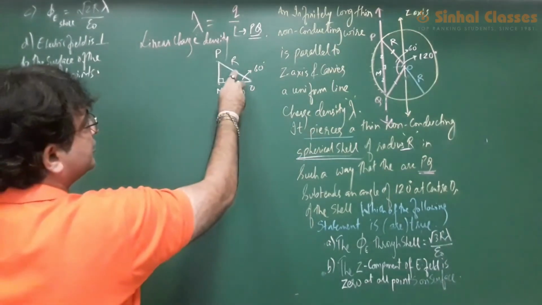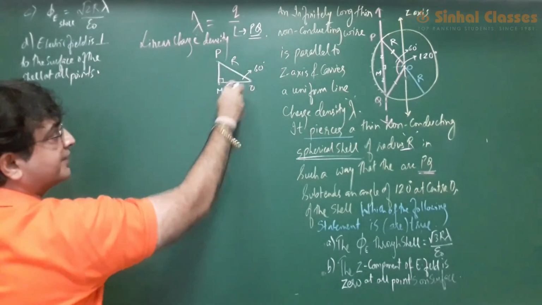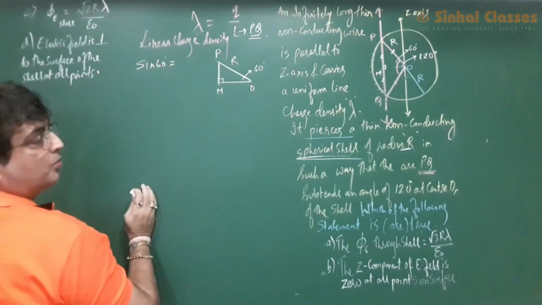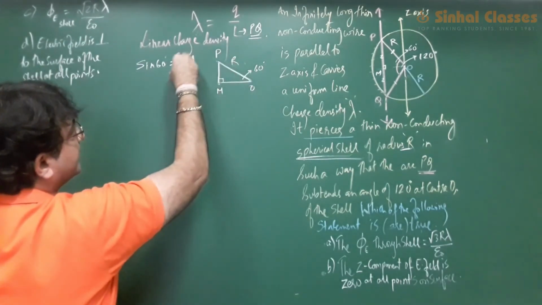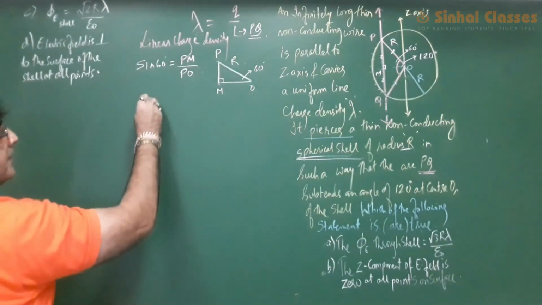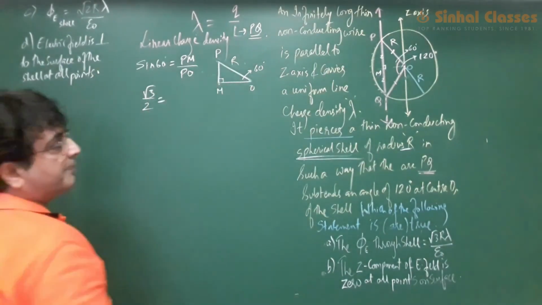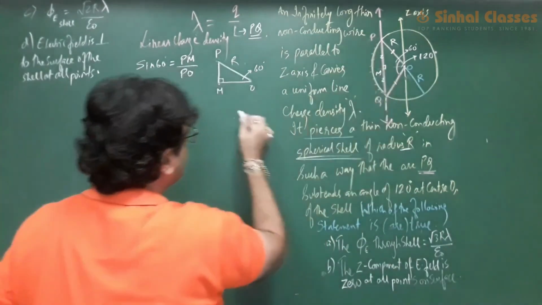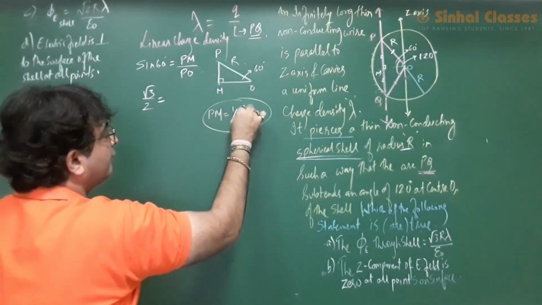Now if I consider the relation for sine of 60 degrees for this right angle triangle, what is sine of 60 degrees? It is opposite side upon hypotenuse, that is PM upon PO, students. What is sine of 60? It is root 3 by 2. What is PM? So PM is half of PQ. Students, what is PM? PM is equal to half of PQ.